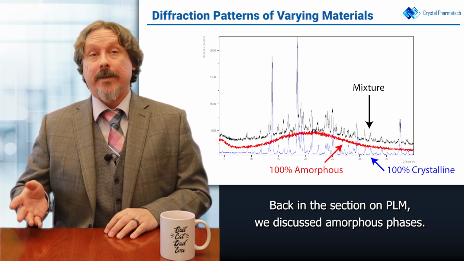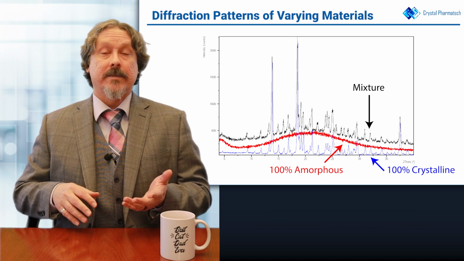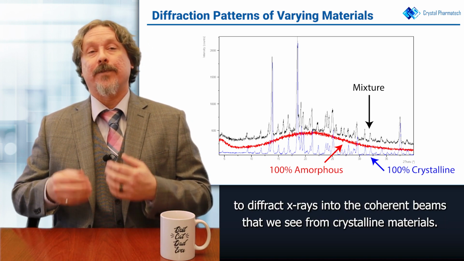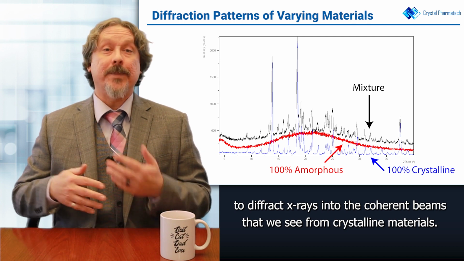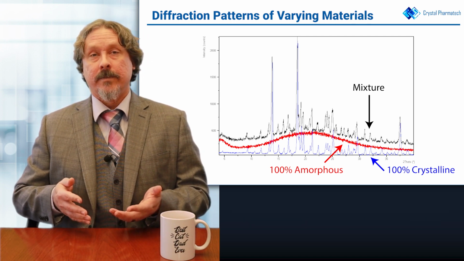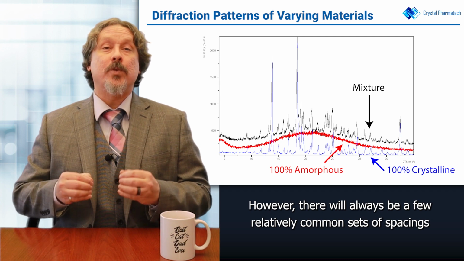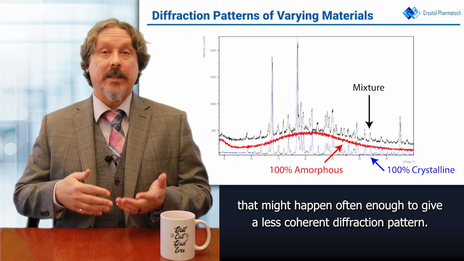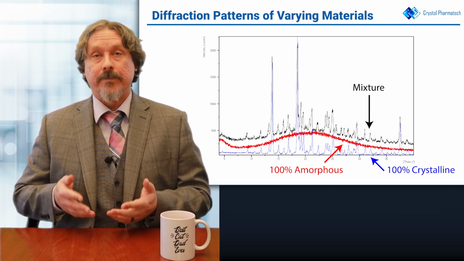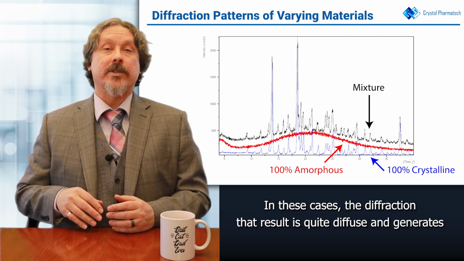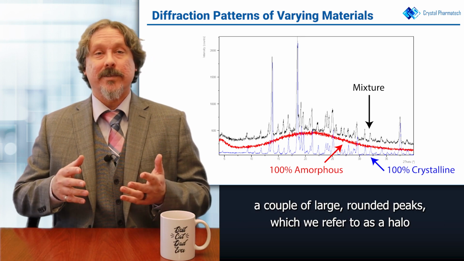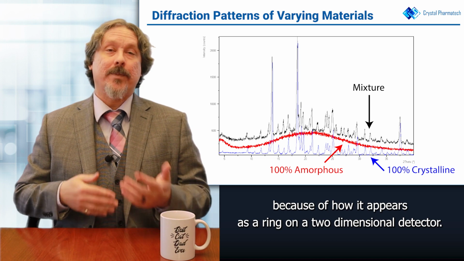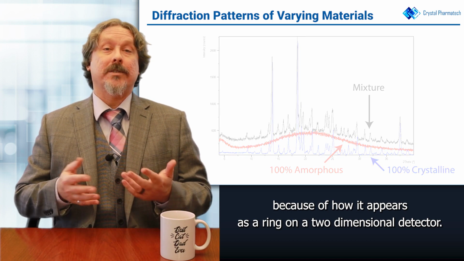Back in the section on PLM, we discussed amorphous phases. An amorphous phase doesn't have enough order at the molecular level to diffract X-rays into the coherent beams that we see from crystalline materials. However, there will always be a few relatively common sets of spacings that might happen often enough to give a less coherent diffraction pattern. In these cases, the diffraction that results is quite diffuse and generates a couple of large rounded peaks, which we refer to as a halo because of how it appears as a ring on a 2-dimensional detector.